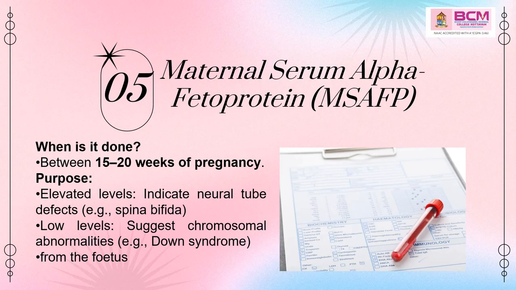High AFP levels may suggest neural tube defects such as spina bifida or anencephaly, conditions where the brain or spinal cord doesn't form properly. Low AFP levels could be a sign of Down syndrome or other chromosomal abnormalities.